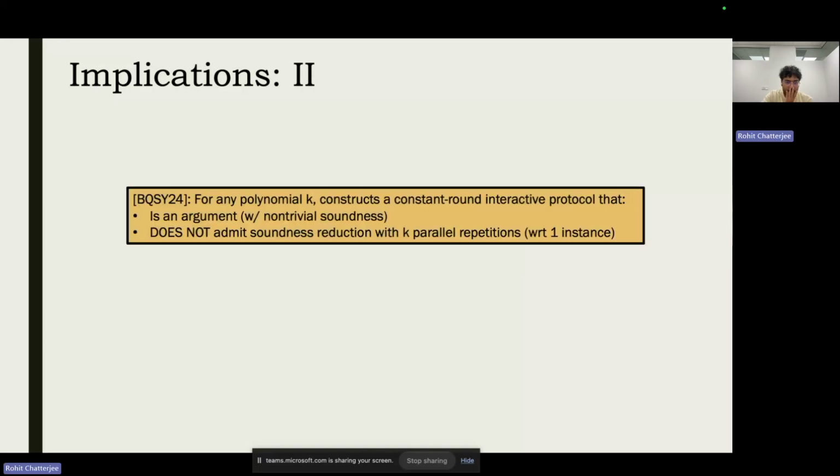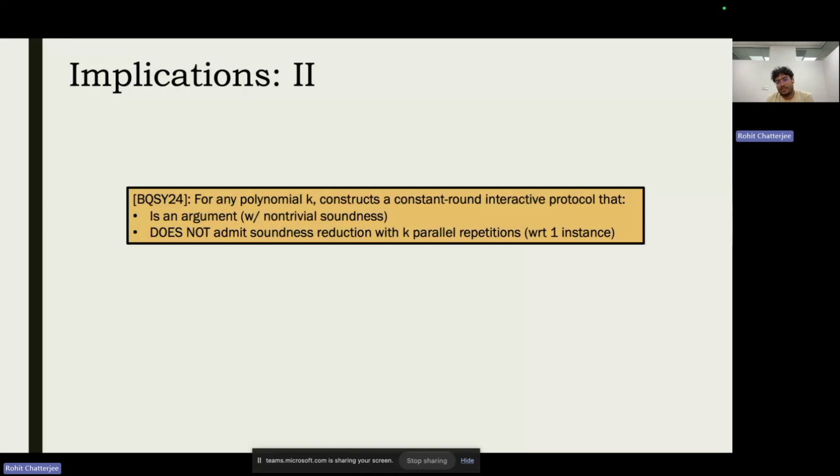The result that uses our work in a non-trivial sense is this work by Bostanci and others from 2024. And this is sort of carrying over this well-known classical result that shows that if you have arguments in cryptography, often you cannot expect parallel repetition to work. So in particular, they show that for every possible polynomial, you can construct a particular constant round interactive protocol that is an argument system. That is, it does not allow you to prove false statements with more than a certain probability. But also the soundness will not go down with k parallel repetitions of the protocol, like you would expect it to with parallel repetition.